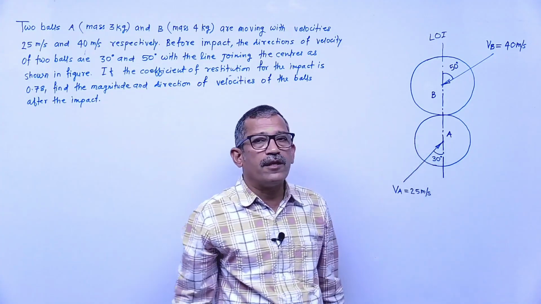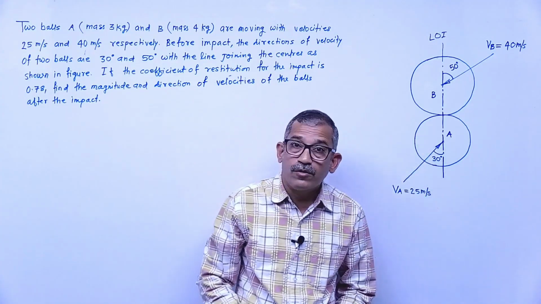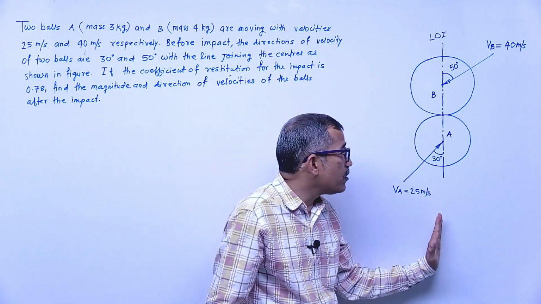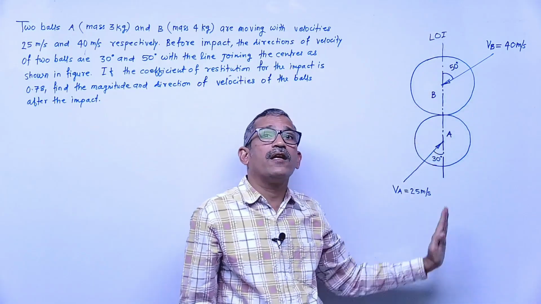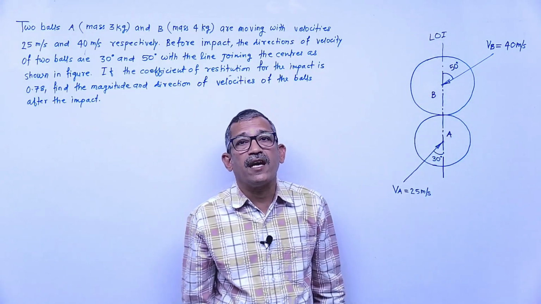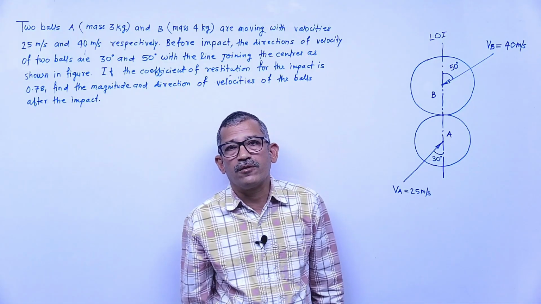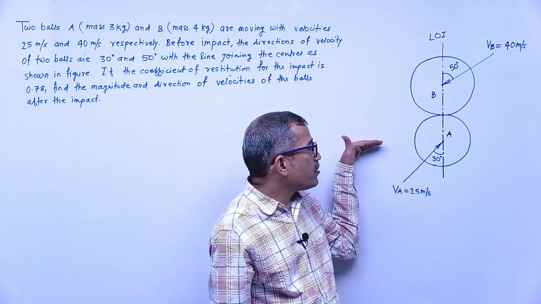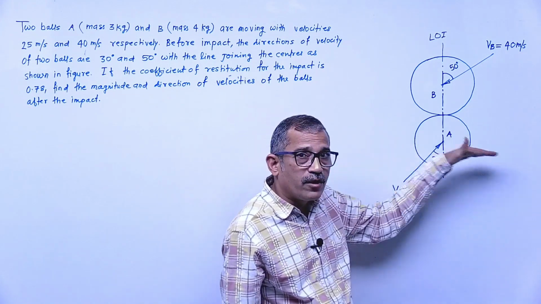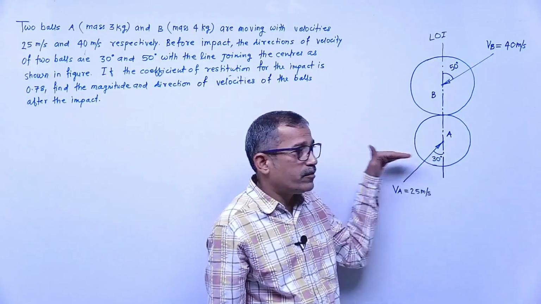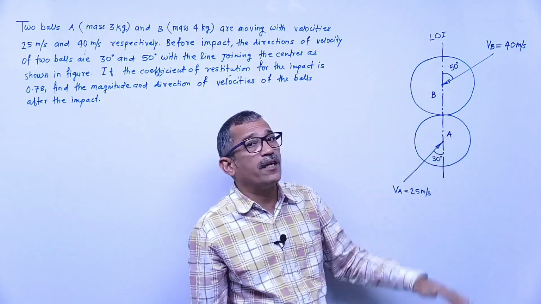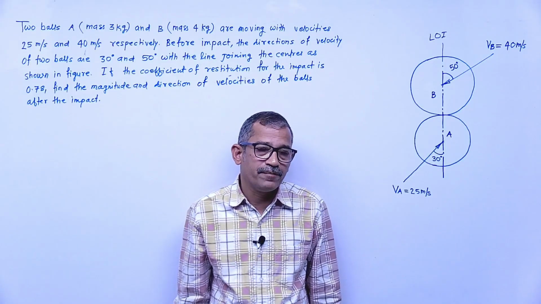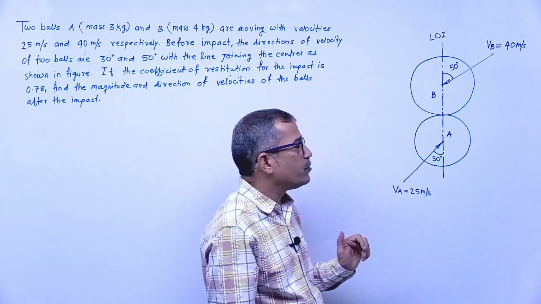If it is an oblique or indirect impact, what do we have to do? We have to resolve the velocities. The components of velocities which are along the line of impact change as per the law of conservation of momentum and the coefficient of restitution. The components of velocities which are perpendicular to the line of impact, here horizontal, remain the same after impact. Clear? First step, we will resolve.